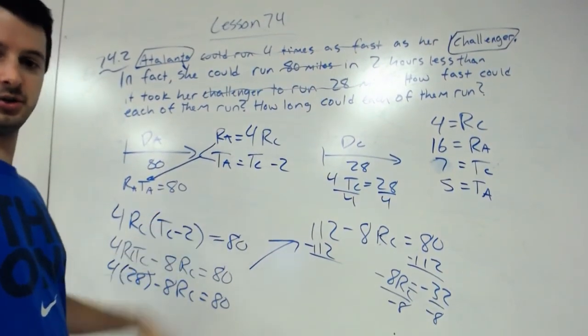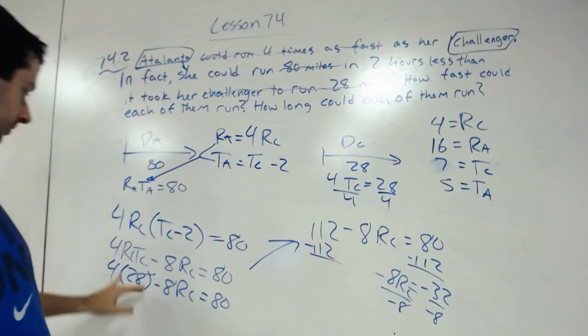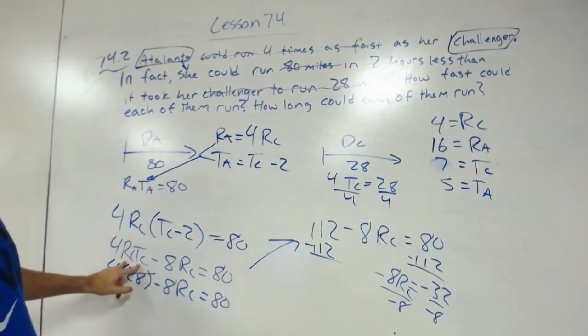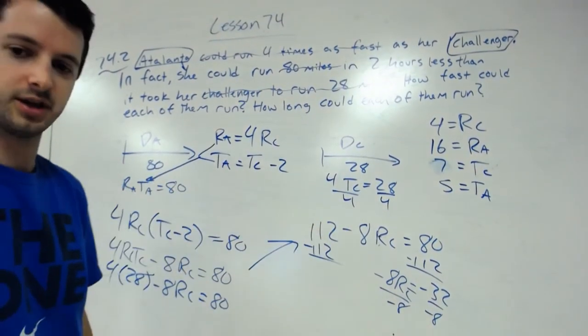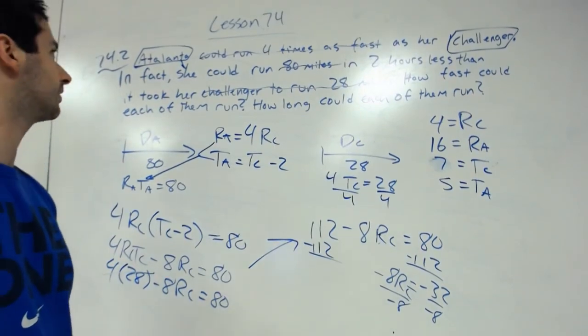So that's how you do these distance problems. Just plug them in and don't get stumped with 2 variables. Oftentimes you'll probably know what those end up being. So that is the end of lesson 74.